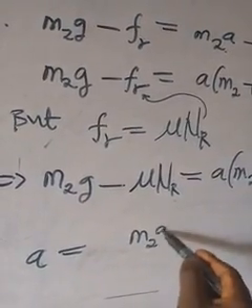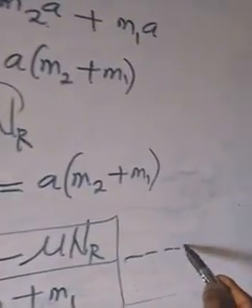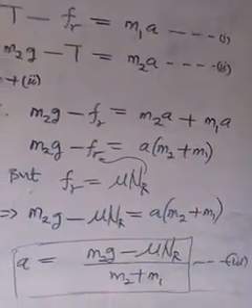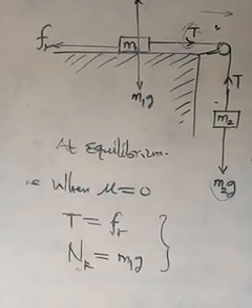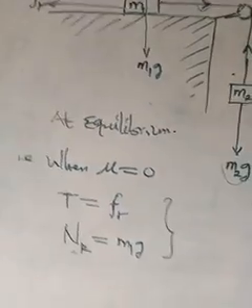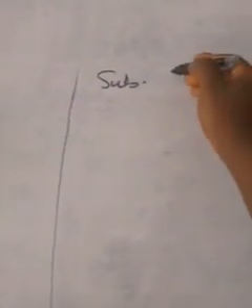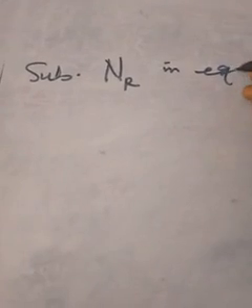Let's make the acceleration subject of the formula. We divide both sides by m2 plus m1. We can call this equation 3. If you look at when the body is at equilibrium, we see that m1's weight, which is m1g, is equal to the normal reaction. We can substitute normal reaction into this equation 3. So we now say substitute normal reaction in equation 3.